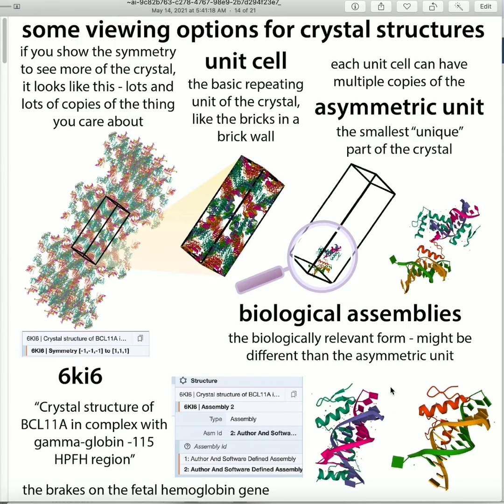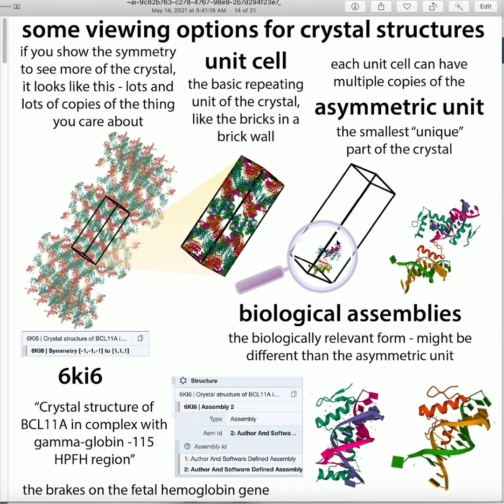So you can't directly go from one to the other. The molecules are slightly different in their position and shape. So together they make the unique part, and then you have lots and lots of copies of them.